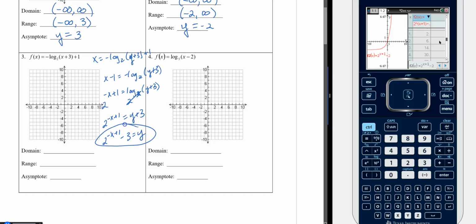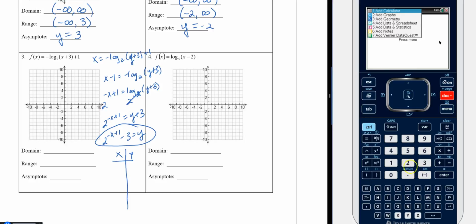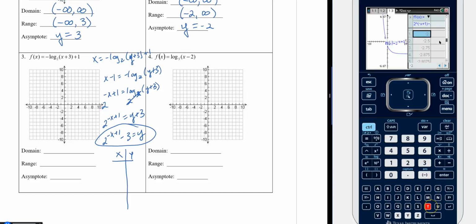And now I can make a table for this. I'm going to go ahead and make the table for that. And while I'm doing that, remember that the inputs and outputs are switched for inverse functions. So we have 2 to the negative x plus 1 minus 3. And the reason why we do this is just so we get better values for the table. Control T for my table.